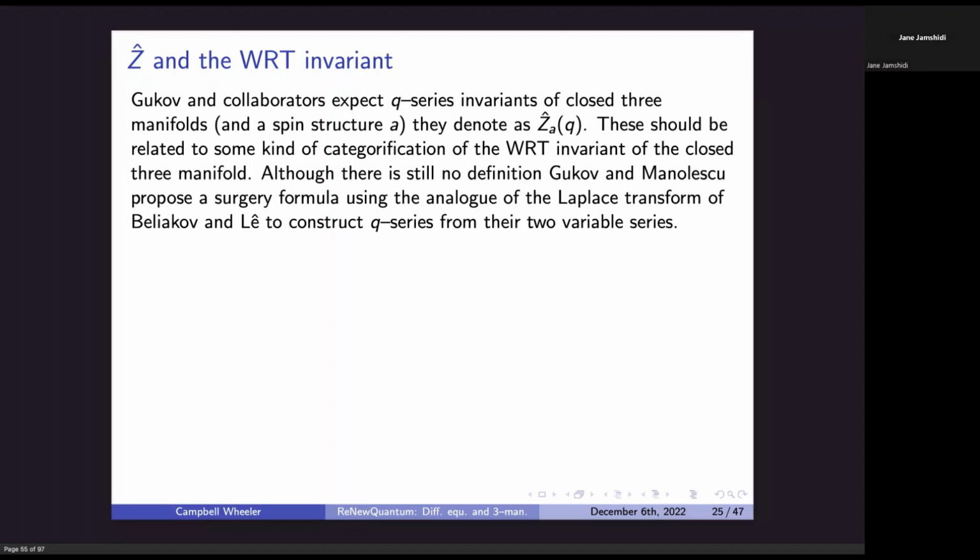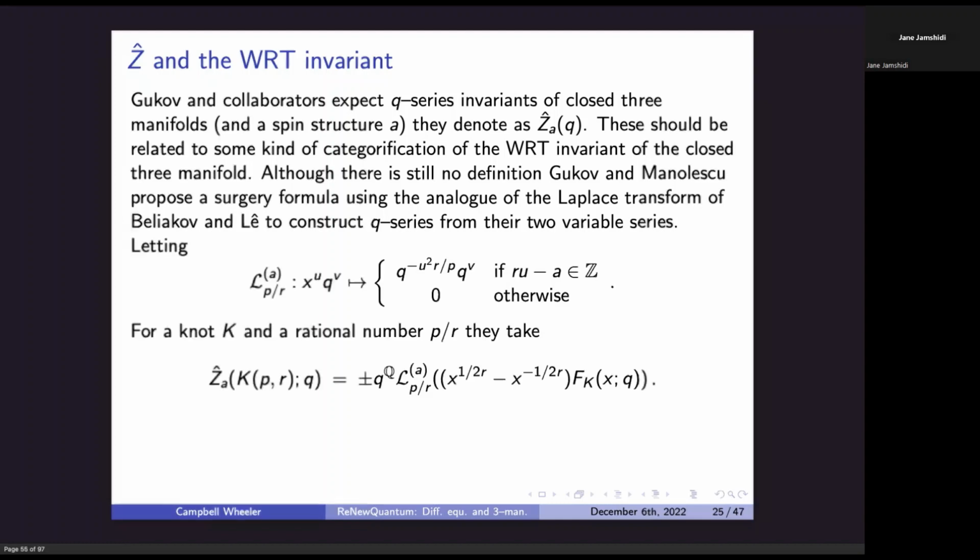Using the 2-variable series that they construct and an analog of the Borel-Laplace transform, they give a particular method. If I take my knot and look at the 2-variable series, and then I want to perform some rational surgery on it, so I twist around in one direction of the torus by P and the other direction by R, then I can consider some particular Q series that you get by taking this formal Laplace transform. At each power of x, I just replace it by this particular combination here, and then I look at the formal series and sum up all the terms. It's not necessarily clear that it's convergent, but I get something.